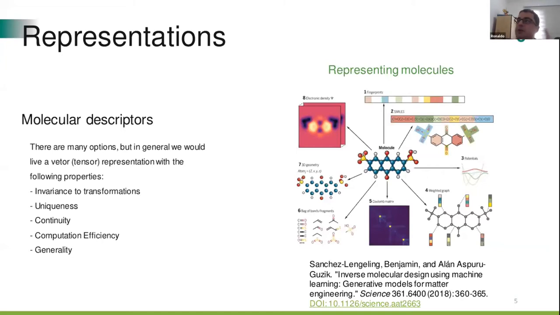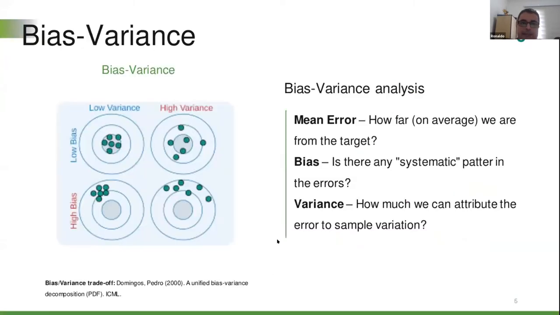There is a one-to-one mapping. The representation should be unique. This representation should be continuous, so we can fit a function to the data. It should be computationally efficient. You should not need large computational resources to compute the representation. And it should also be general enough so you can abstract from the data you have collected, right?